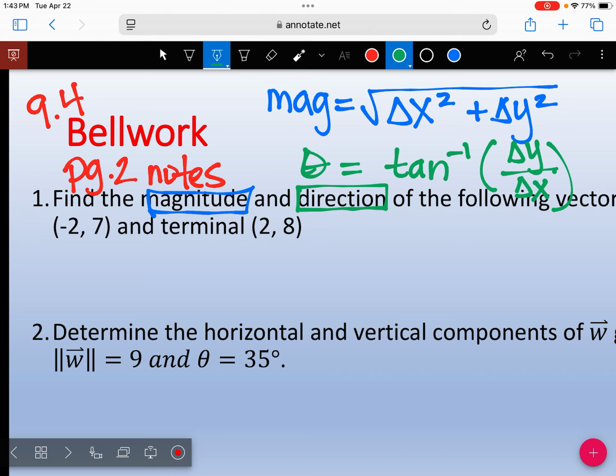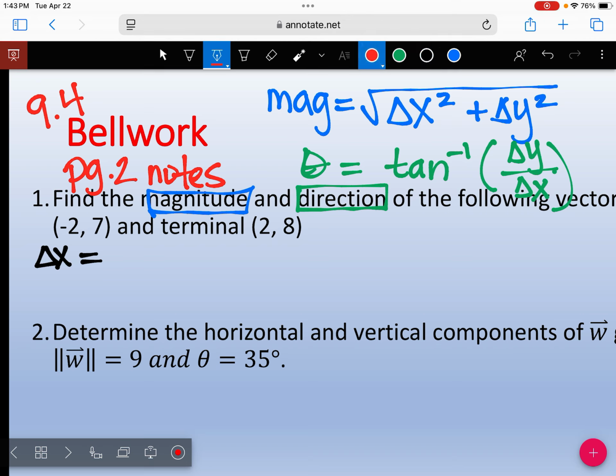So again, those are formulas. They won't be on the test. They won't be on the skill checks. You need to memorize those formulas. So let's go ahead and find delta x. Delta x equals x2 minus x1.